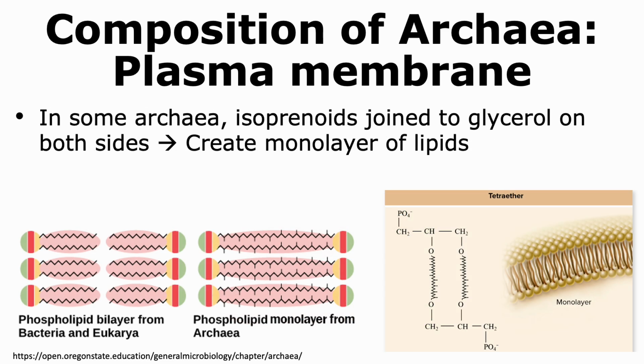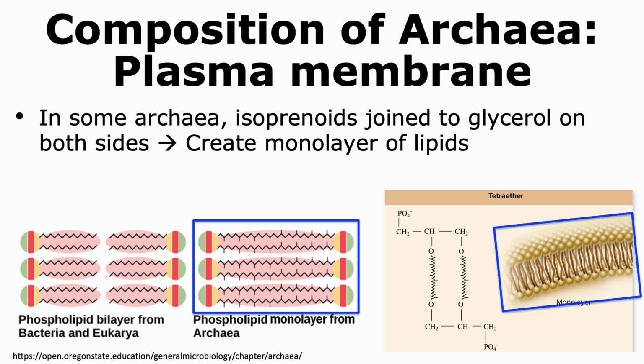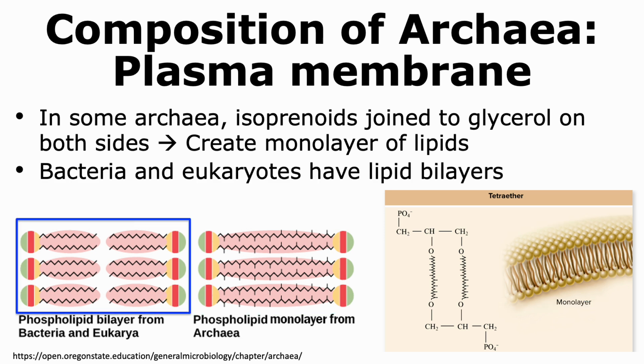In some archaea, the isoprenoids or the lipid portion can be joined to a glycerol backbone on both sides. When this happens, it can create a plasma membrane that is a monolayer. This is different than what is seen in bacteria and in eukaryotes, where we always observe lipid bilayers that make the plasma membrane.